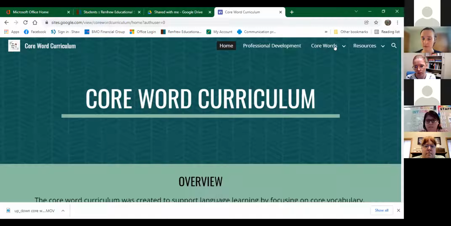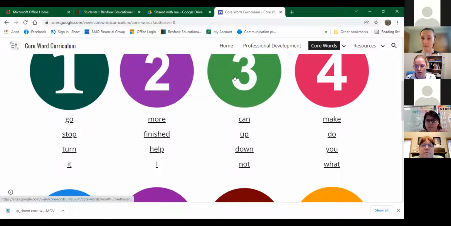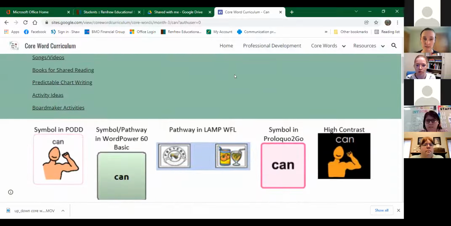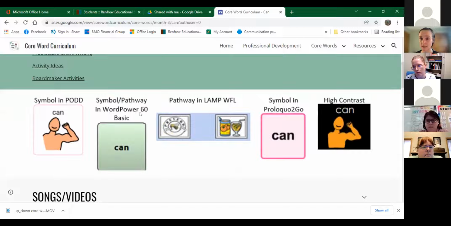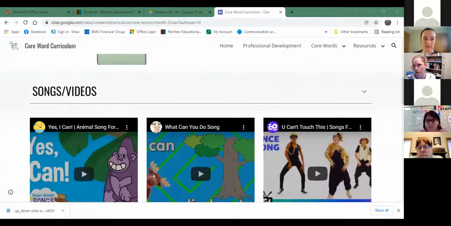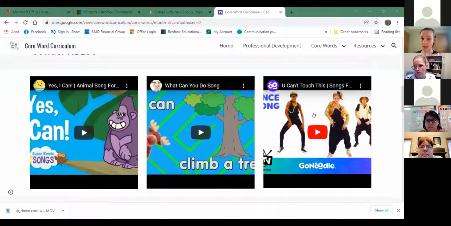Sorry, I'm going to go back to that. If we go to month 3, for example, these are the 4 words that we picked to target in there. If you click on the word, you can also do that from this tab up here, the drop-down menu. It's going to bring you to a page that has the symbols for those words in a variety of the language systems that you'll see out there in the world. And there are built-in links to songs and videos that target that word.